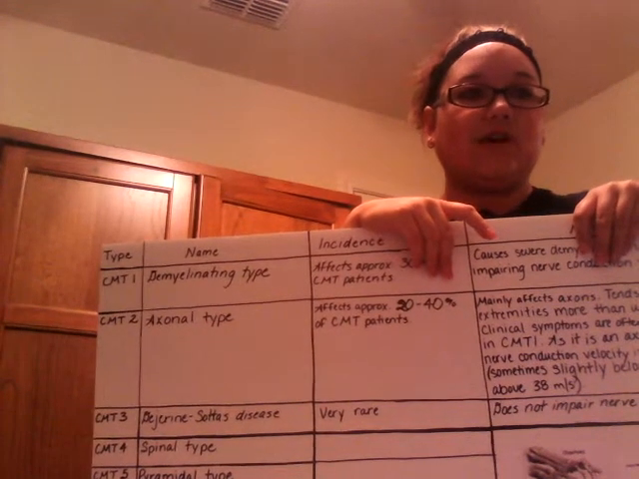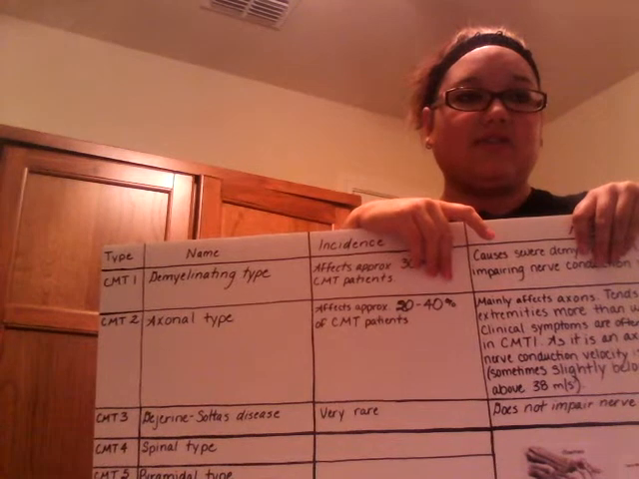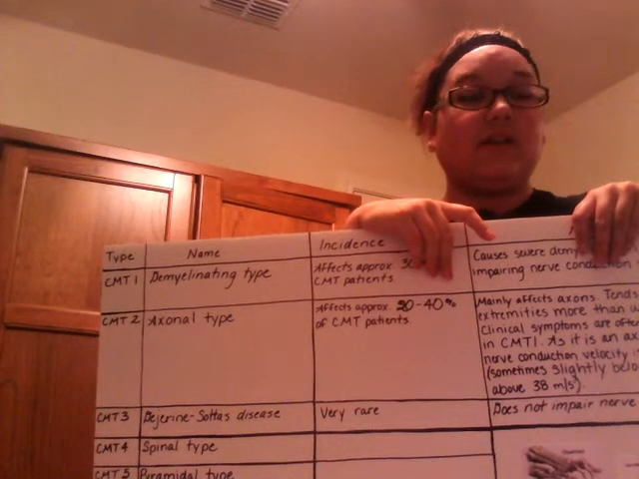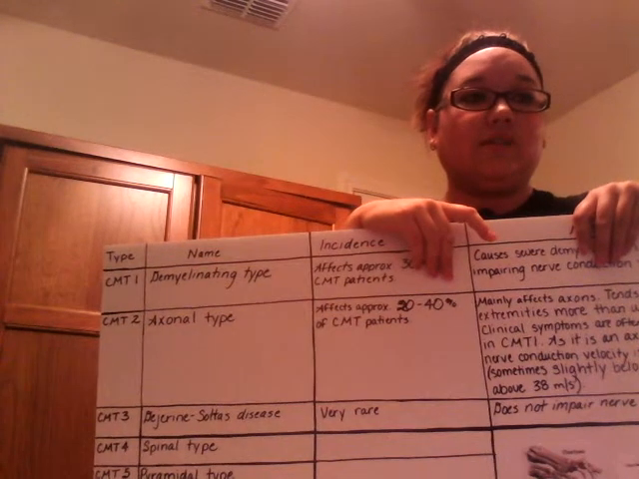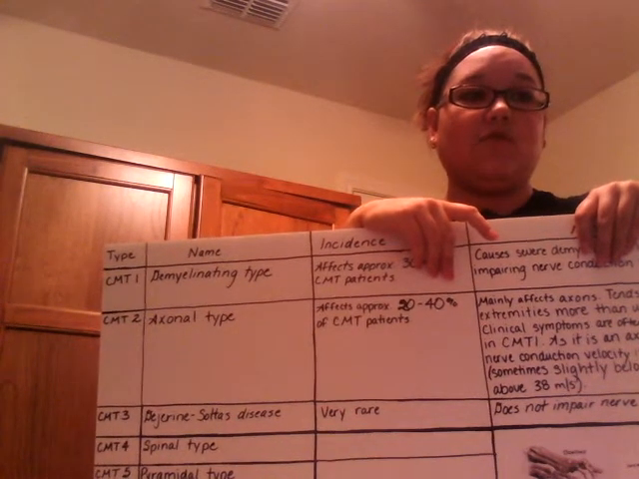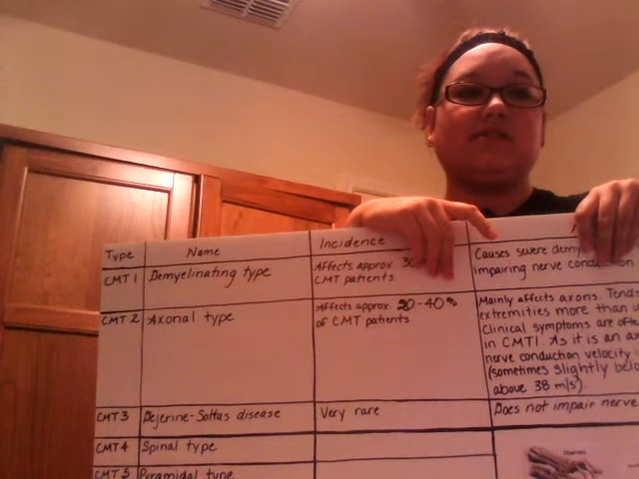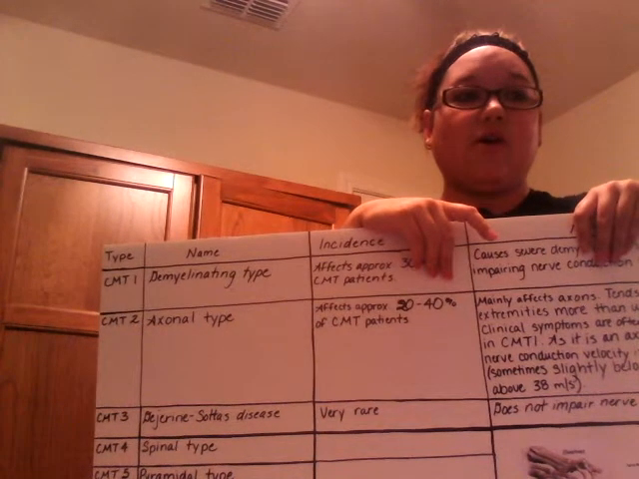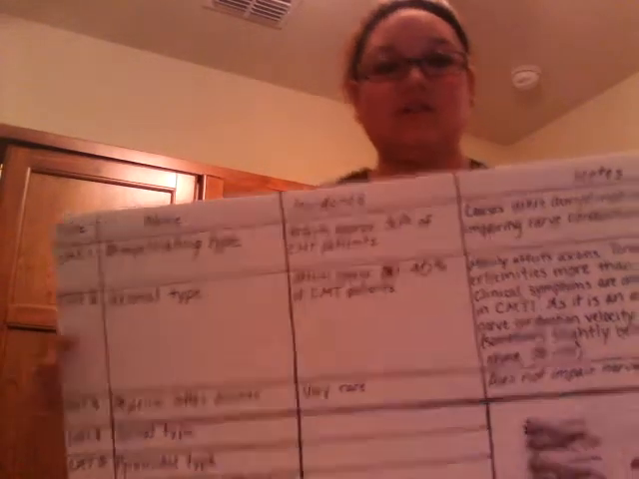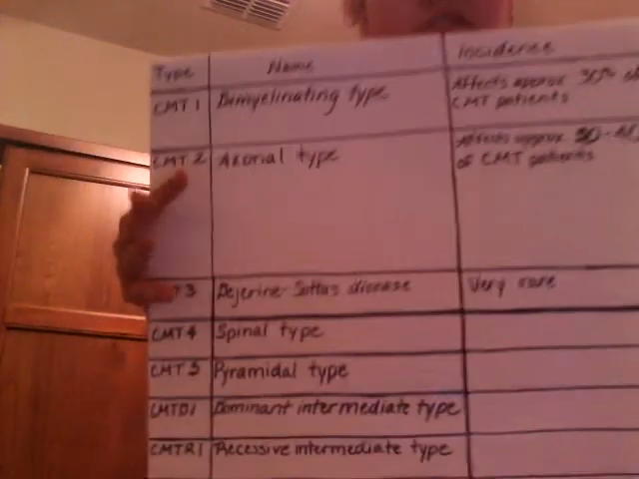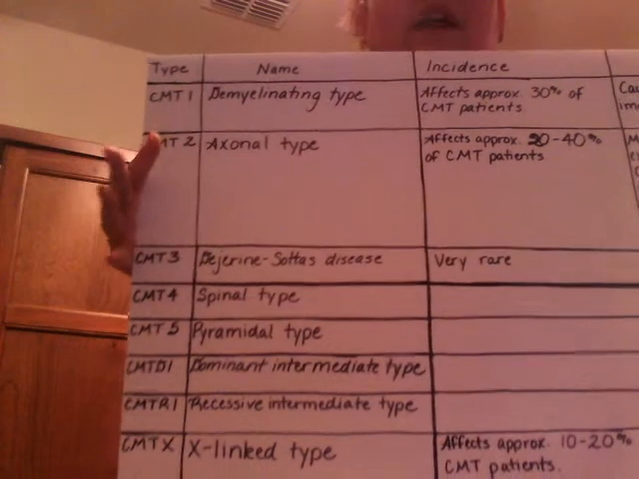CMT can be classified as a result of genetic mutations and based on the affected gene. Clinical types are CMT1, CMT2, CMT3, CMT4, CMT5, CMT6, CMTDI, CMTRI, and CMTX. And here are the categories.